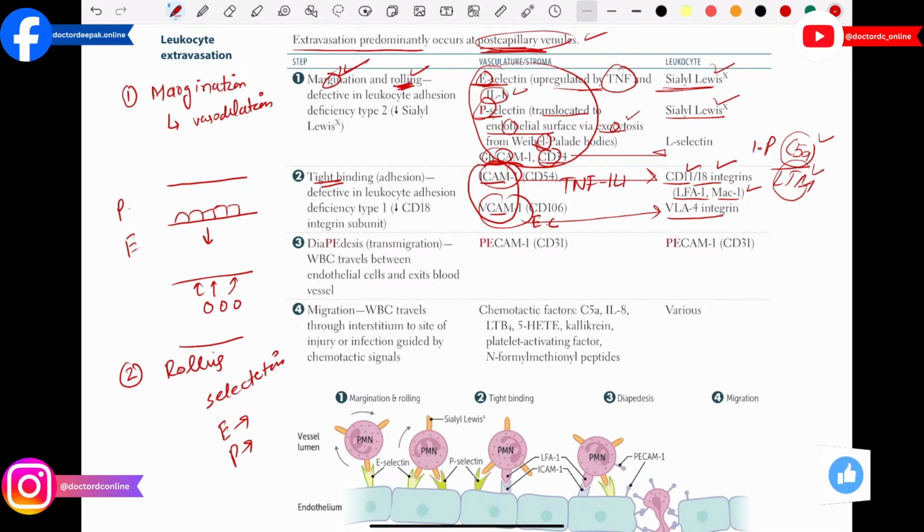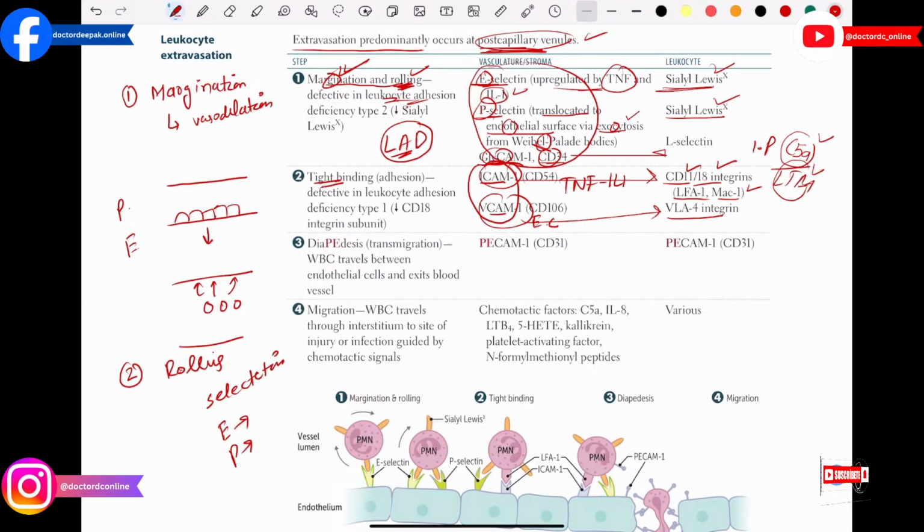But here we also have to discuss some pathologies. In margination and rolling, there is one disease called leukocyte adhesion deficiency. This is a disease which we will study in immunology. What happens in leukocyte adhesion deficiency is that there is a defective Sialyl Lewis X, which is the molecule present on the leukocyte. When these Sialyl Lewis molecules are defective, E-selectin or P-selectin are not going to attach with the leukocyte. That's why it is called leukocyte adhesion deficiency. It is a disorder which we will study in immunology.